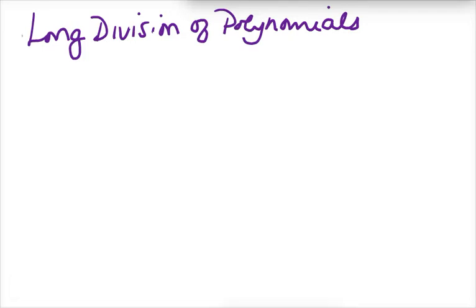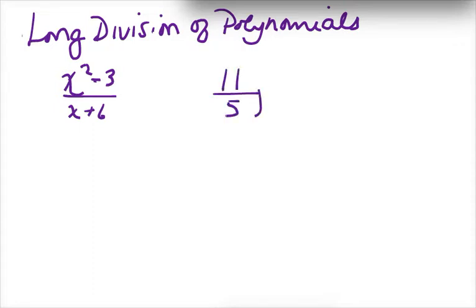Okay, this is a review of long division of polynomials, and I'm going to give you a rational function: x squared minus 3 divided by x plus 6. And just like a fraction, if you had 11 divided by 5, the numerator goes in the house. You remember that? So this looks like x plus 6 divided into x squared.